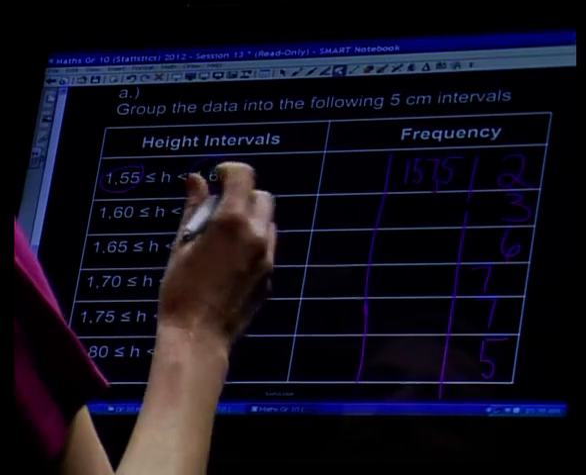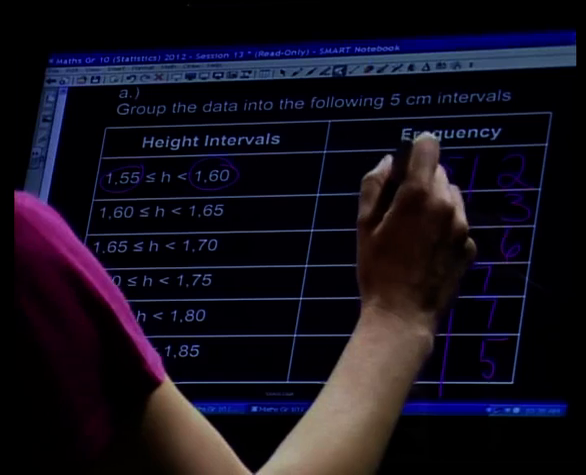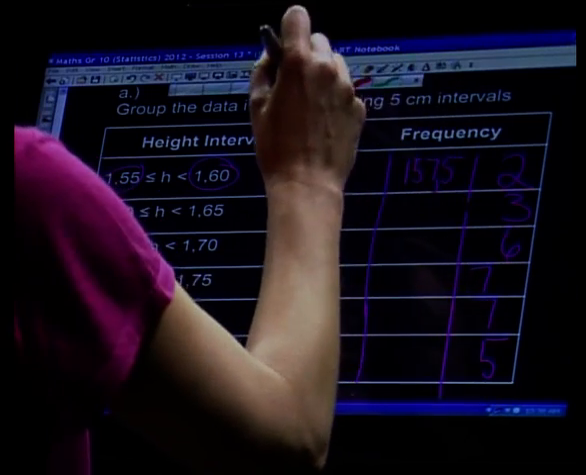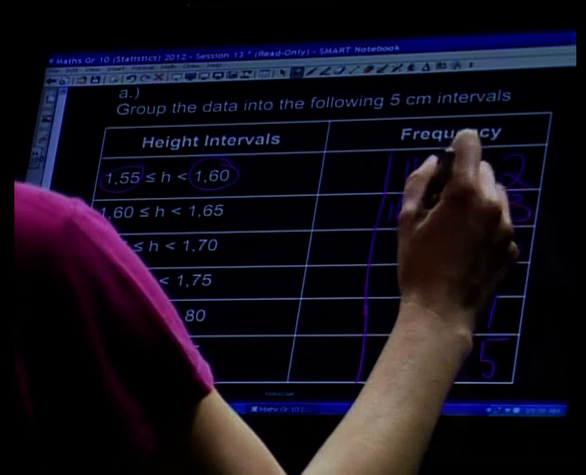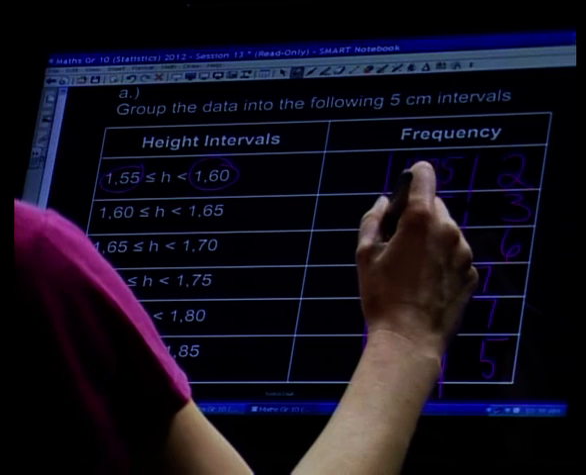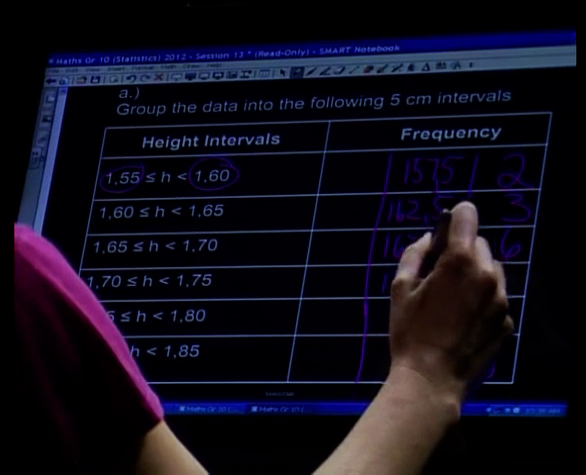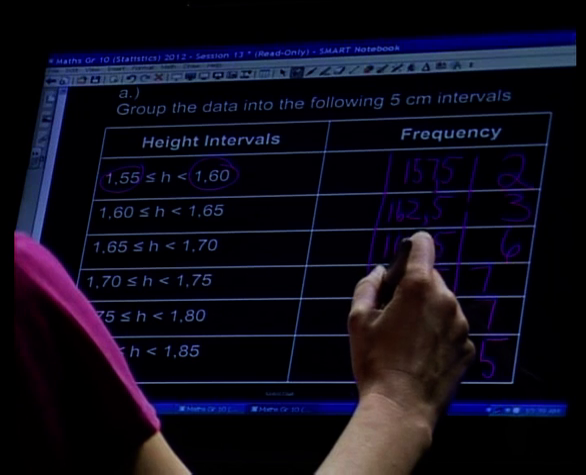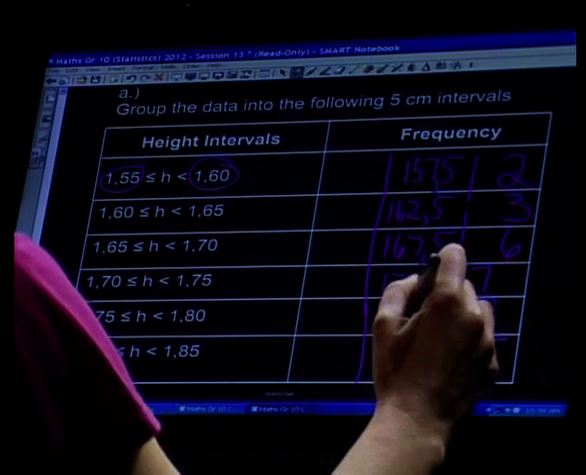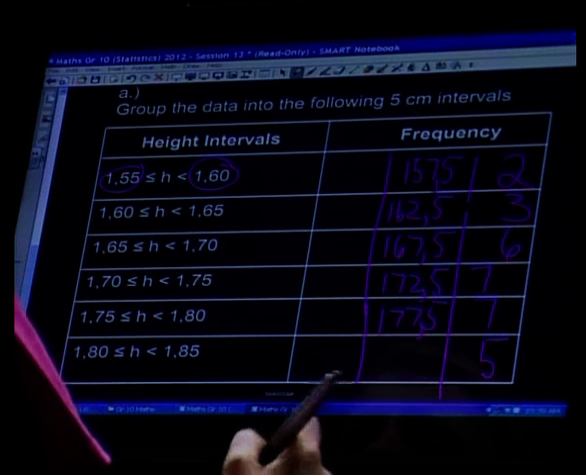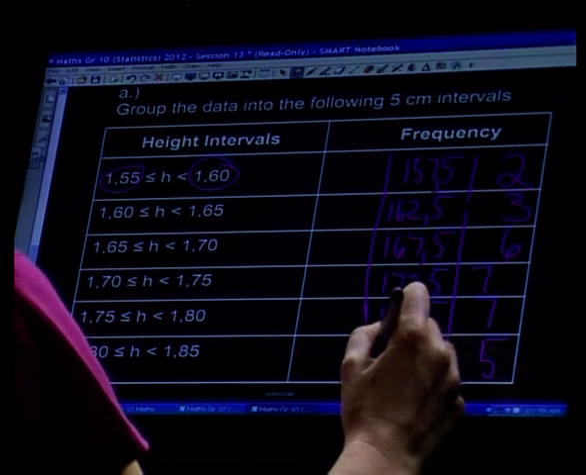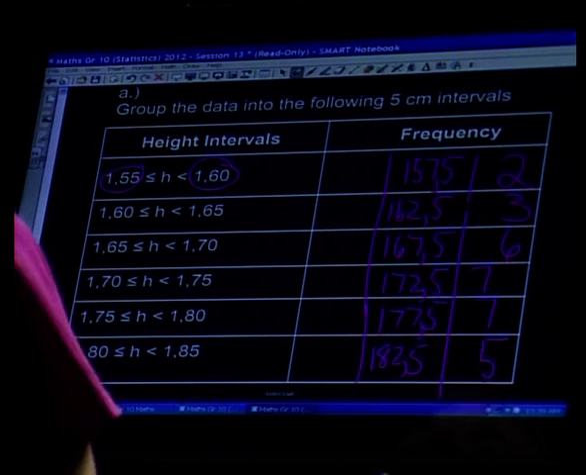160 plus 165 is going to give me 162,5. And the next one will be 167,5, and then 172,5, 177,5, and my final class will be 182,5. So important, you first need to group your data. Then you need to draw up a frequency table. Then you need to calculate the class midpoints.